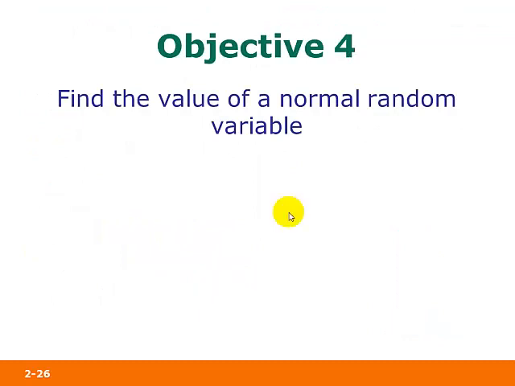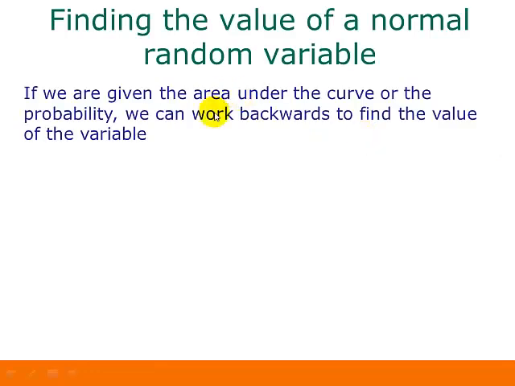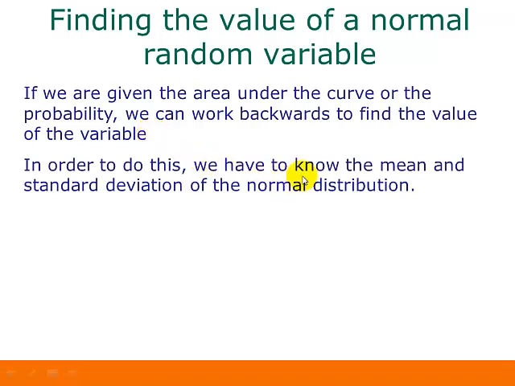Objective 4 is to find the value of a normal random variable. What this means is that if we're given the area under the curve, or the probability, then we can work backwards to find the value of the variable. In order to do this, we have to know the mean and the standard deviation of the normal distribution.